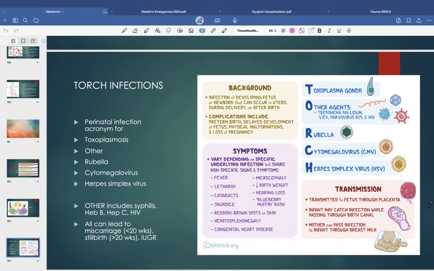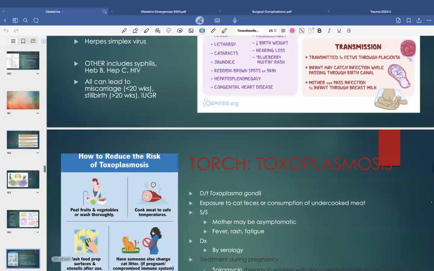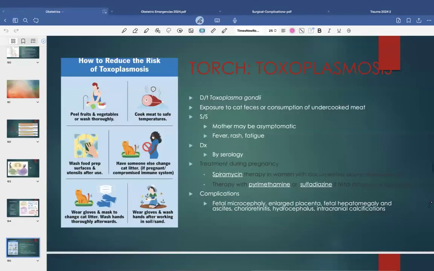Brief recap, I'm not gonna read all of this. Don't forget Toxoplasma gondii is the main cause of toxoplasmosis. This is our moms cleaning up cat litter, cleaning the litter box, or it can come from consumption of undercooked meat. Mom may be asymptomatic. She may have symptoms.